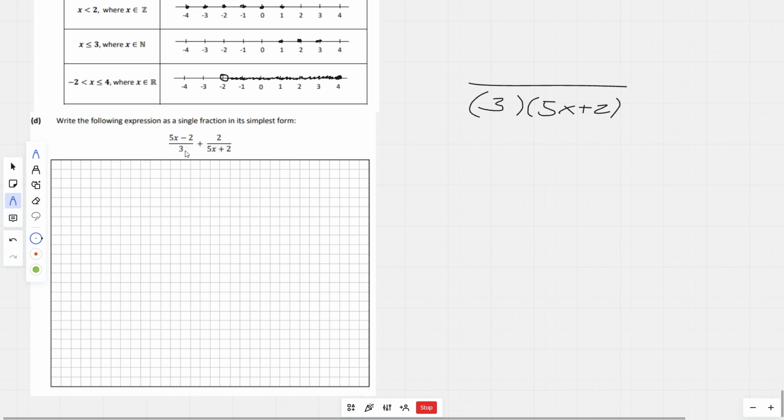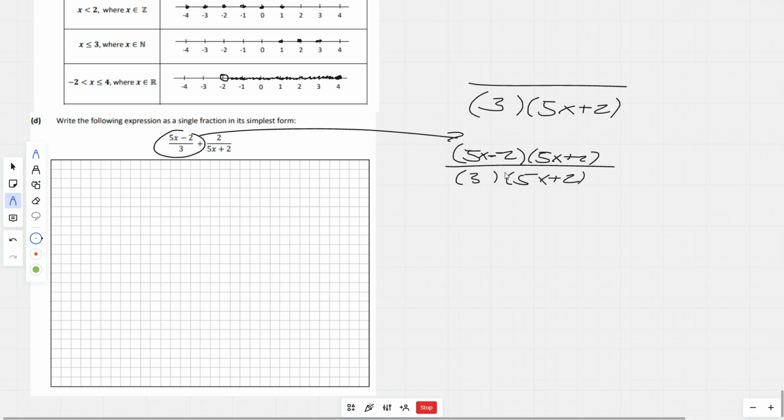So in order to get this denominator on the left hand side, I'm going to have to multiply the top by 5x plus 2. So this here is going to change to 5x minus 2, multiplied by 5x plus 2 over 3 by 5x plus 2. Now the reason I'm doing that is so that I can have the same denominator at the end. So now I'm just going to multiply this out.